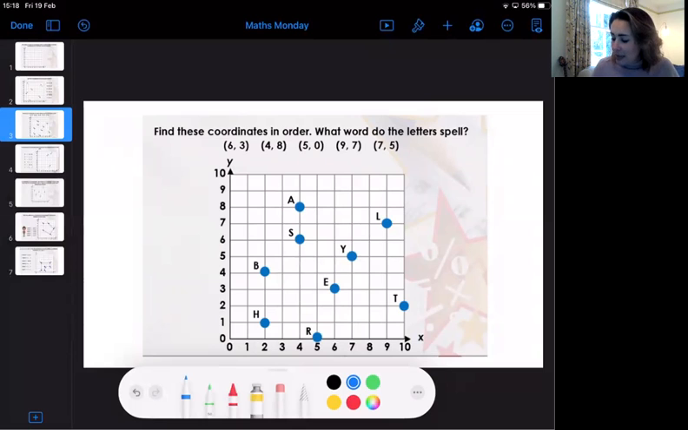So I know that 6 is going to be along my x-axis because I look at my x-axis first, along the corridor, and then 3 is up on my y-axis, up the stairs. So I'm looking at 6, 3, and I can see that the letter is E. So I need to write that down as the first letter of my word. Work your way through those, and then you can write that down so I can have a look at it on Dojo.